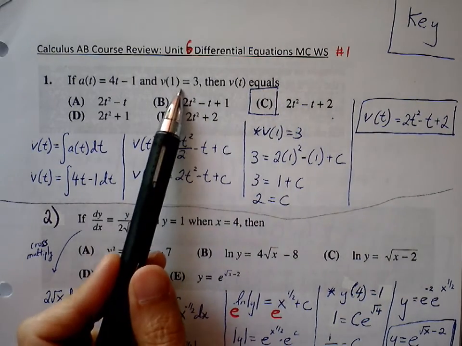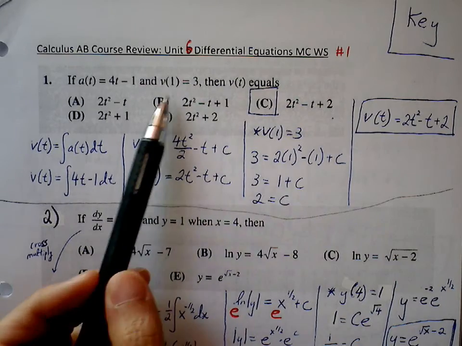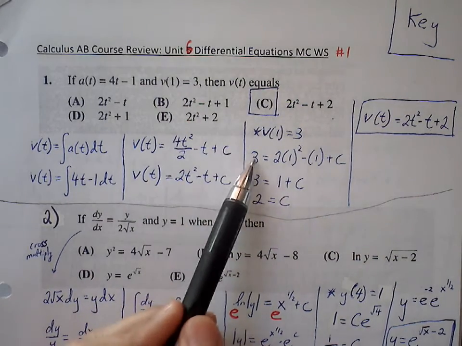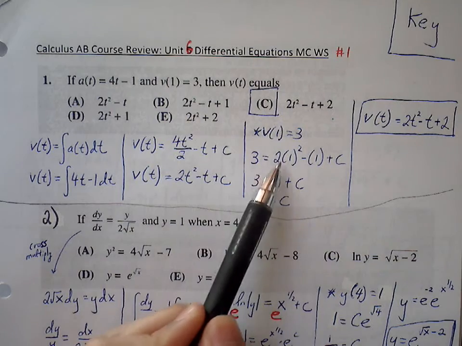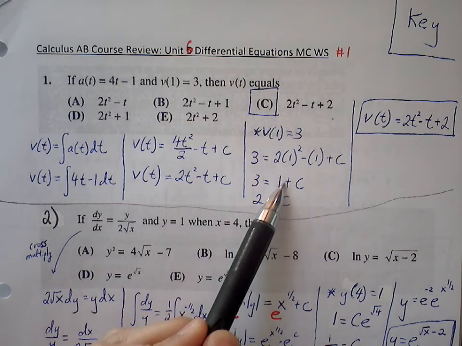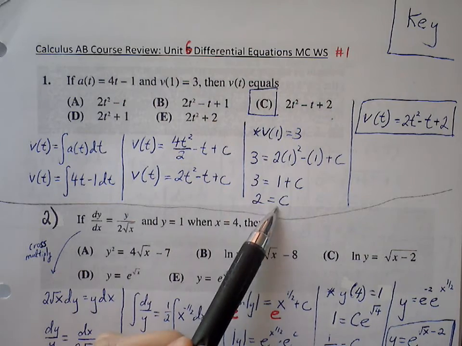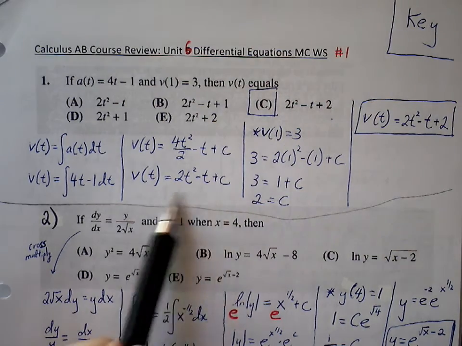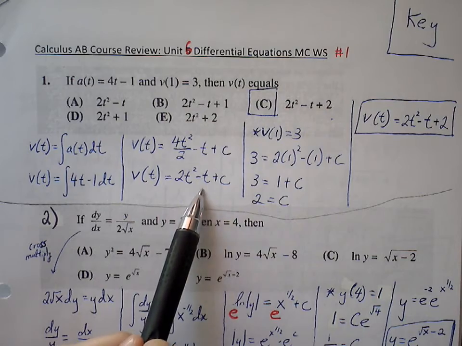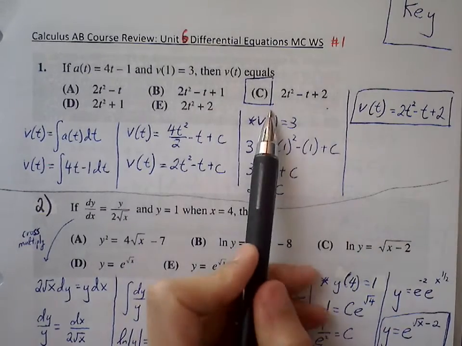I have an ordered pair. So 3 can go in for velocity, 1 can go in for t, and I'm going to solve for c. So 3 equals 2 minus 1, 3 equals 1 plus c. Subtract 1 from both sides, we get 2 equals c. So put 2 in for the c of our general velocity to get from our general equation to our specific equation, and that matches answer choice C.